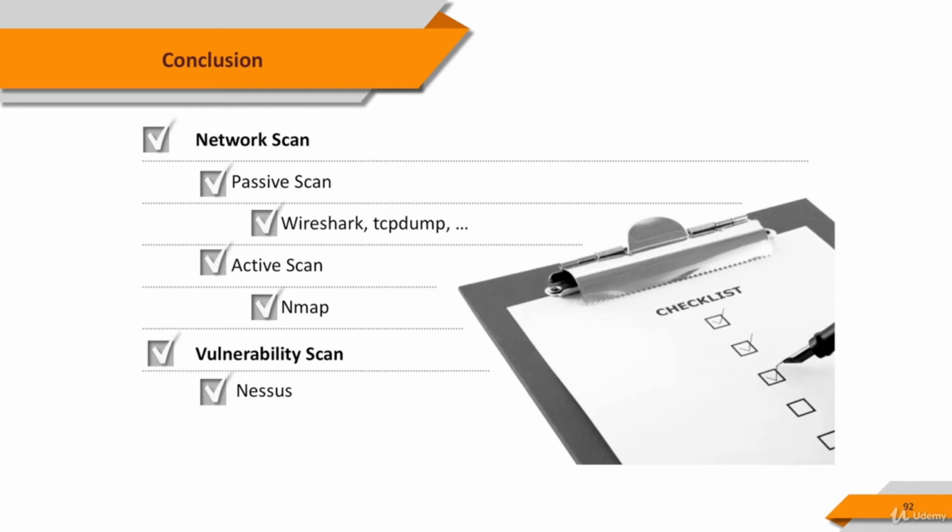Scan types, passive scans and active scans. Perform some passive scans using Wireshark and ARP tables. The fundamentals of the TCP/IP family with the basics of TCP and UDP protocols. Active scan in detail using Nmap.